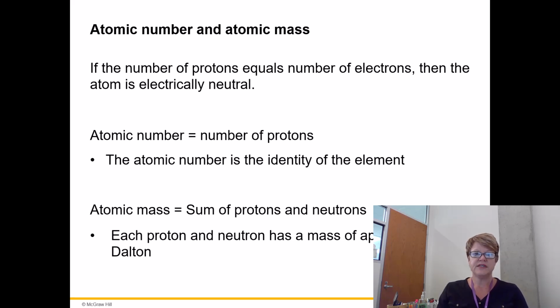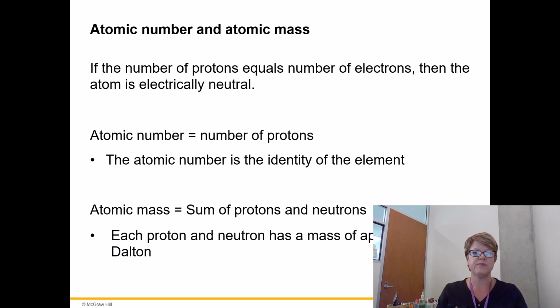The definition of atomic number is the number of protons in an atom of an element. So for hydrogen, the atomic number is 1 because hydrogen always has 1 proton in each atom. The atomic number, the number of protons, is the identity of the element. So if you had hydrogen, which has 1 proton, and then somehow you were able to add another proton to that nucleus, it would no longer be hydrogen anymore. Because by changing the number of protons in the nucleus, you are changing the identity of the element. In that case, the atom would be helium.